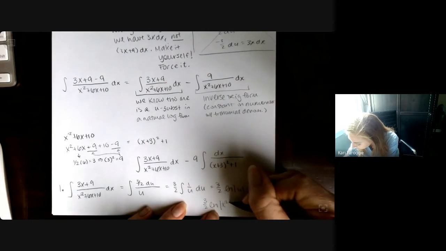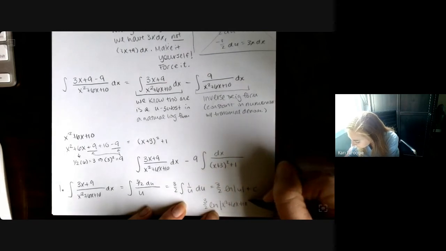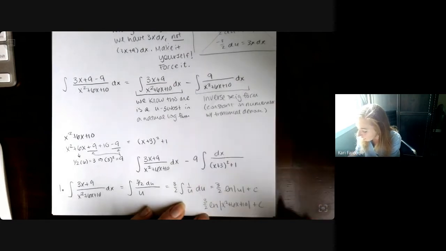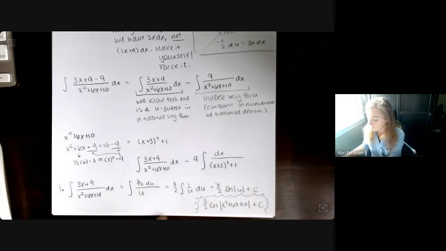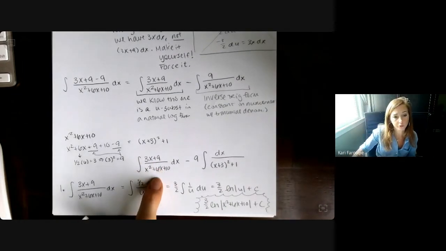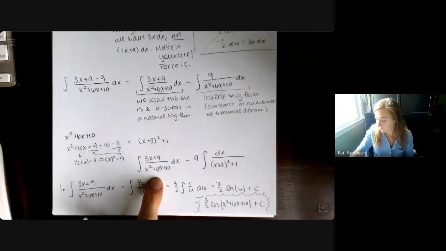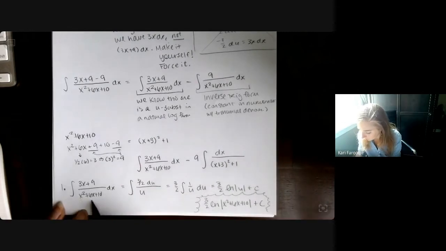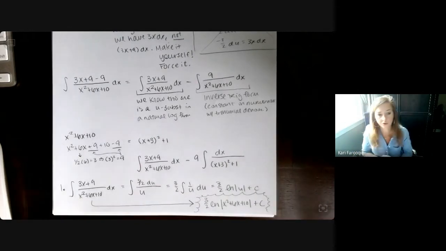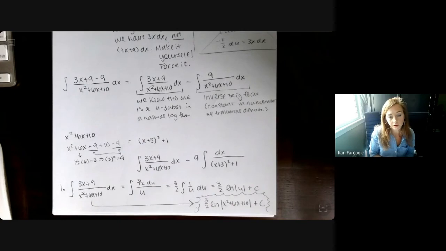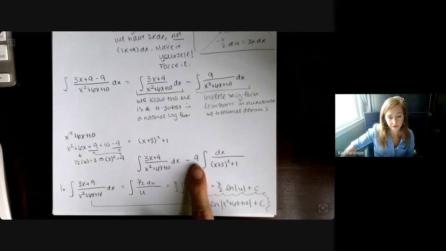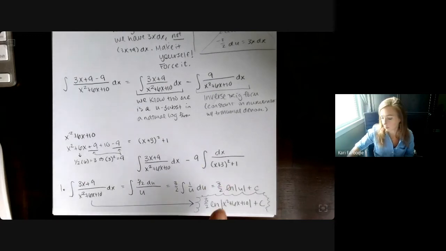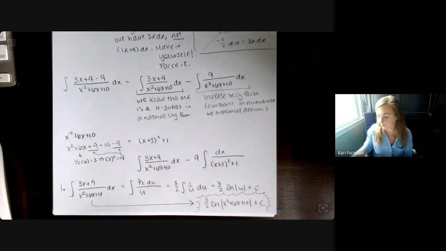Let's see, x squared plus 6x plus 10 plus c. Okay, this is not our actual result, but it's a sub-result because it's the first integral we were looking for. So this is for the first term. Now we're going to integrate the second term, and then we're just going to subtract 9 times that second integral from the first.